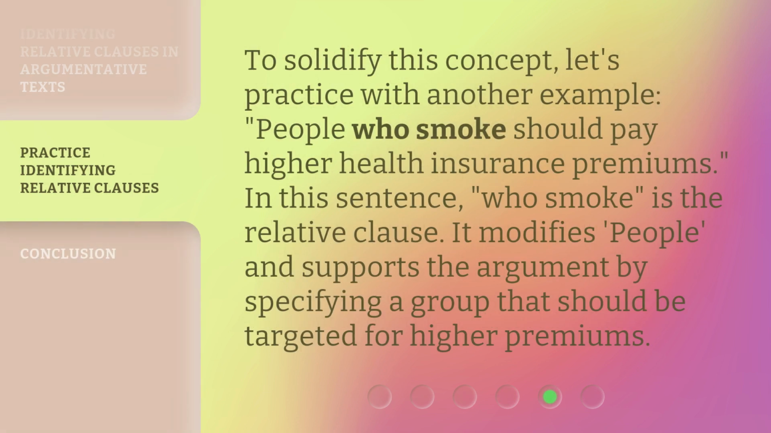To solidify this concept, let's practice with another example. People who smoke should pay higher health insurance premiums. In this sentence, who smoke is the relative clause. It modifies people and supports the argument by specifying a group that should be targeted for higher premiums.